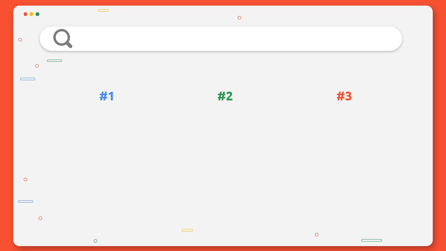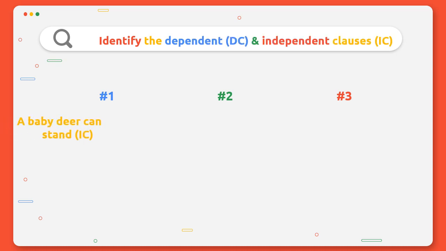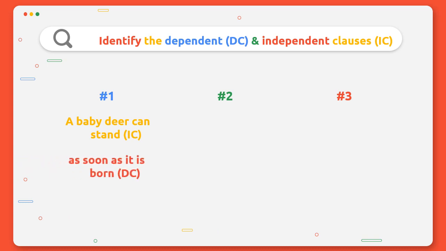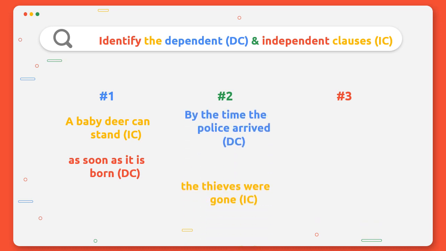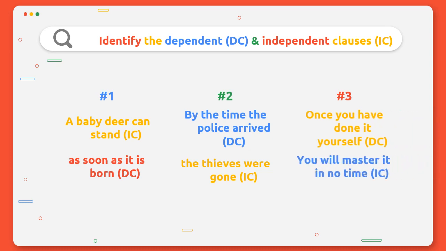Let me demonstrate to you one more time the difference between the dependent and independent clause in the sentences just now. In the first example, a baby deer can stand is a complete sentence which has a subject, a verb, and a complement. Hence, it is an independent clause, which is indicated by the short form IC. The next part of the sentence, as soon as it is born, does not tell us the complete thought and cannot make meaning on its own. I want you to look through the other two examples independently.